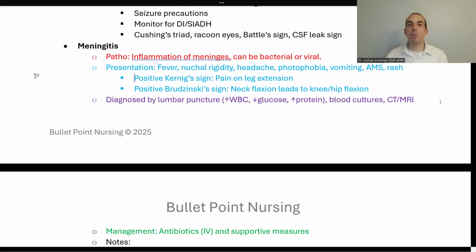Meningitis is diagnosed by an LP, a lumbar puncture. You probably don't have to know this, but if you do, the lumbar puncture is positive for meningitis if they have a high white cell count, a low glucose, and a high protein count. We would also do blood cultures to check what infections are in their blood, and we'd also do a CT or MRI again because it's a neurological issue. Management of meningitis is IV antibiotics as well as supportive measures.